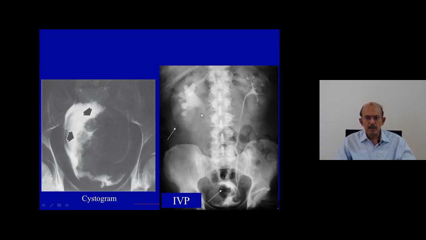Again, you can see here there is hydronephrosis. The ureters are not delineated here, but you can see in the bladder there are two filling defects. One filling defect is here, and another filling defect is here.